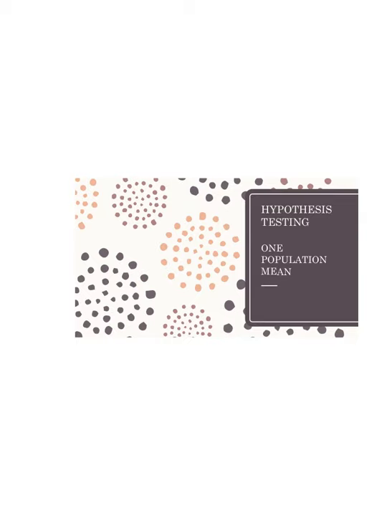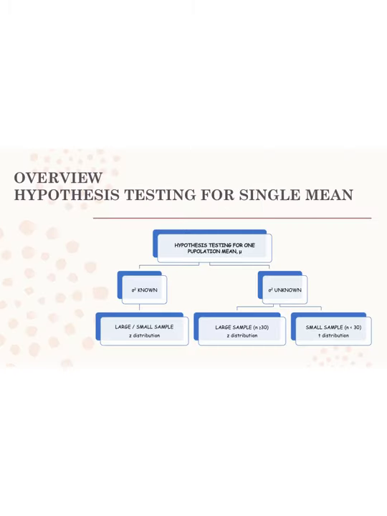Okay, now we want to look into hypothesis testing for one population mean. Before we go further into the cases for one population mean, let's recall what we have learned in the estimation method. For hypothesis testing, it will follow the same cases that we have learned in the estimation method.